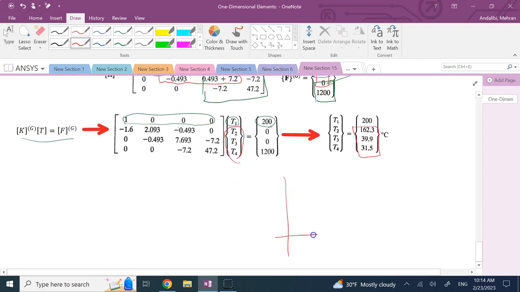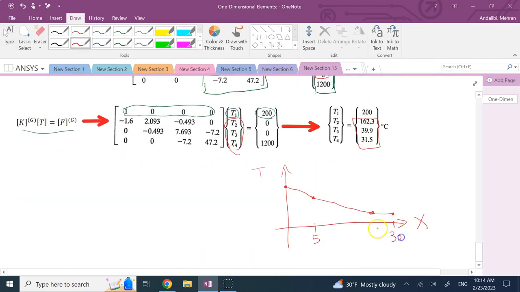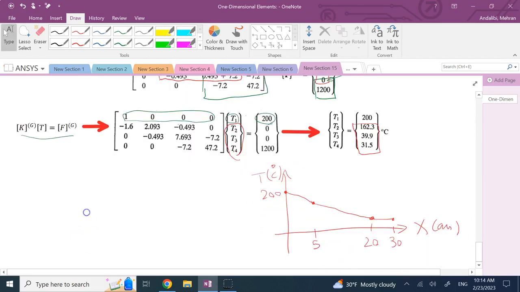So as I said, the temperature per location is going to be what? It's going to start at 200, then drop to 162, then a big drop to 39, then a small drop to 31. So you get something like this. Okay? And this is at 5, this is at 20, and then 30 in centimeters. This is in degrees Celsius. Okay, of course, it's 3 pieces of lines.